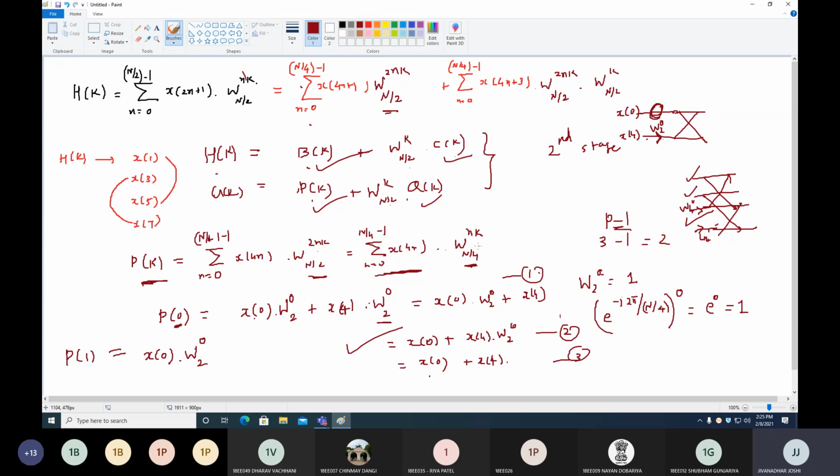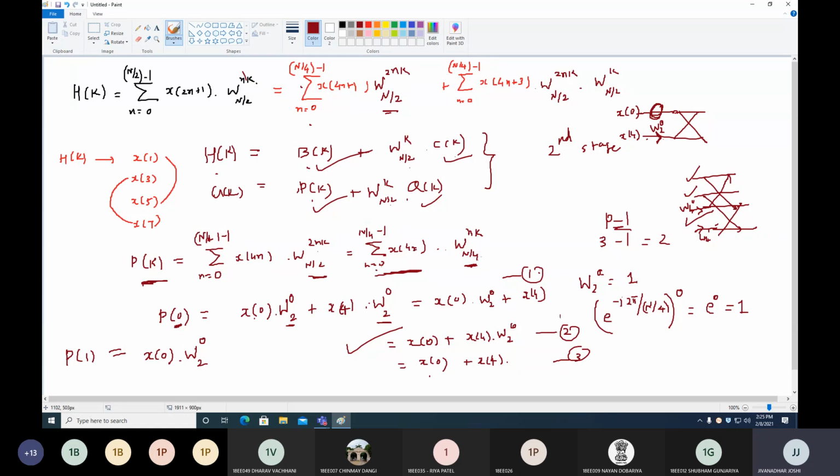In the first term, x of 0 into W2 raised to nk, n was 0 and k was also 0. That's why W2 raised to 0 here. And similarly, when I was evaluating the second term in this summation sign, it was x of 4, because n is equal to 1 here.